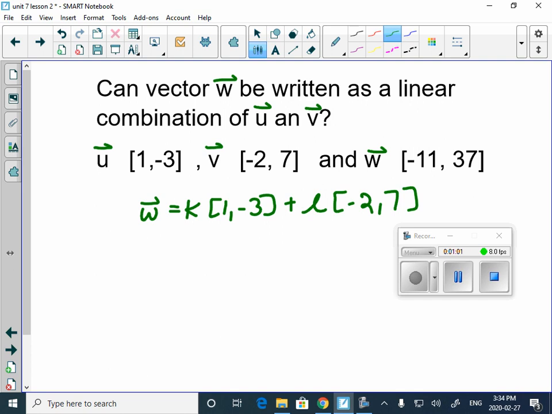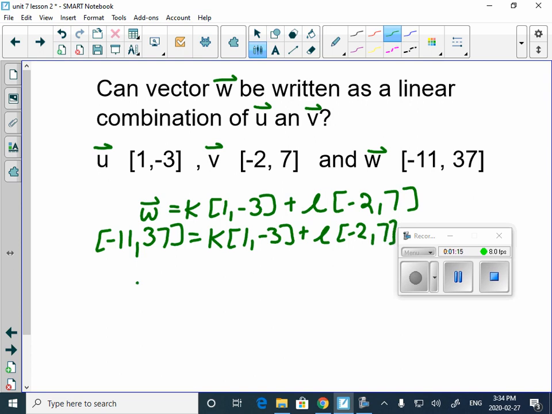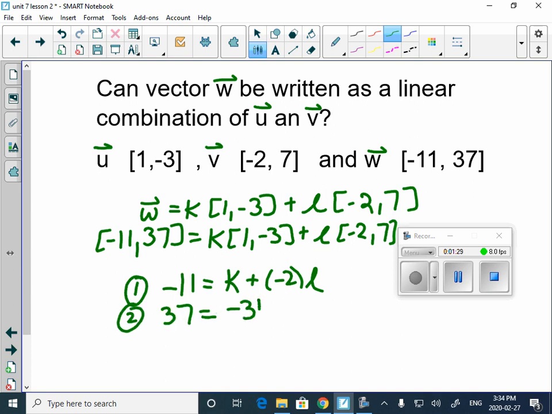We have two things that we're thinking about, the horizontal component and the vertical component, and I'm thinking about those as two linear equations, so two equations and two unknowns. So first of all, if we look at the x component, can I write that as 1k and minus 2l, and at the same time write the y component 37 as a combination of k and l from the y components of u and v. So if I can do that, if that is solvable, then w can be written as a linear combination.